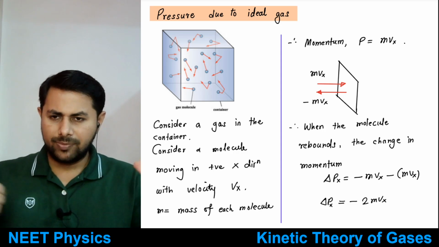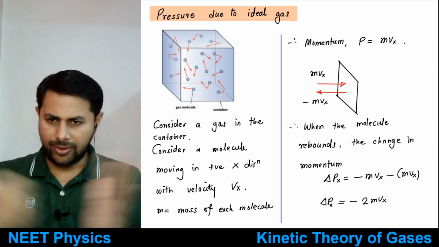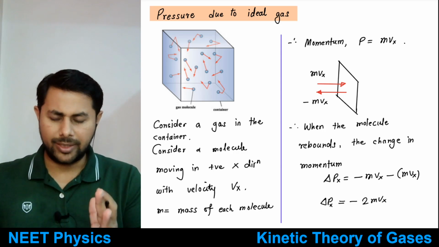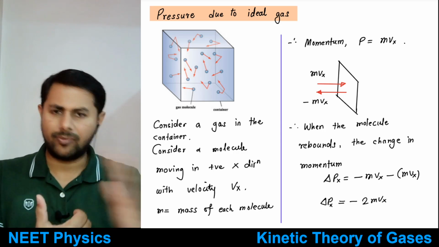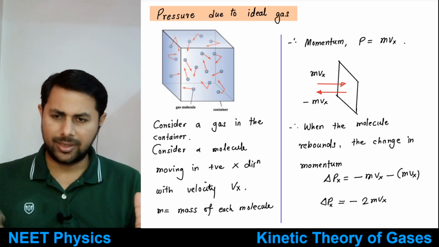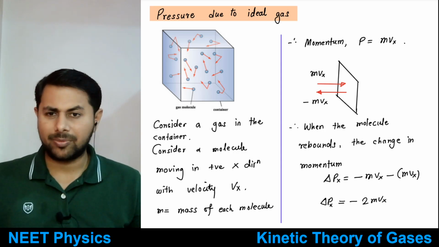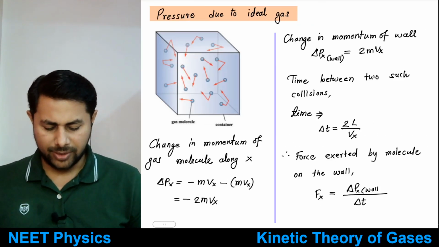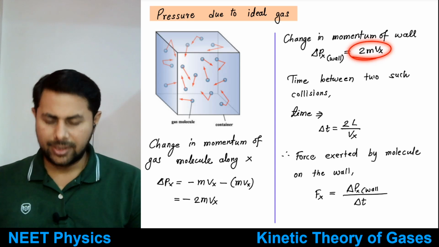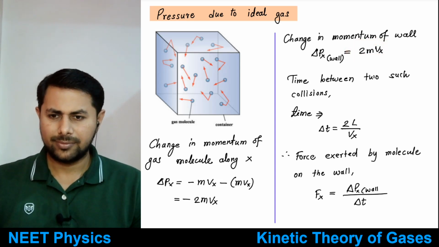Now this much momentum is imparted by the wall to the gas molecule, and by Newton's third law we can say that the change in momentum of the wall, the momentum imparted by the gas molecule to the wall, would be equal and opposite. So how much is that? That is 2 times mVx. Is this thing clear, everyone? Right.